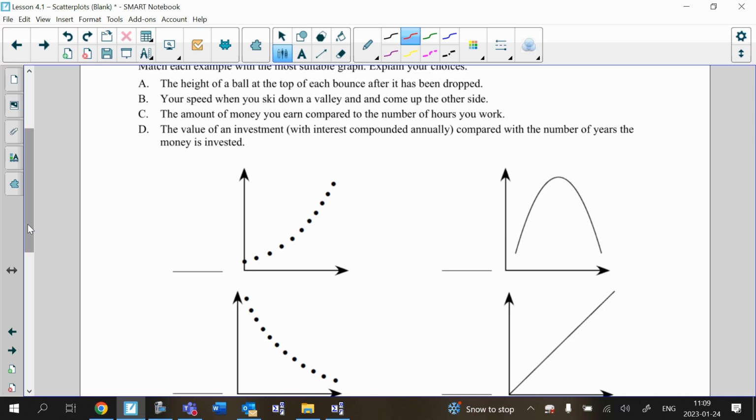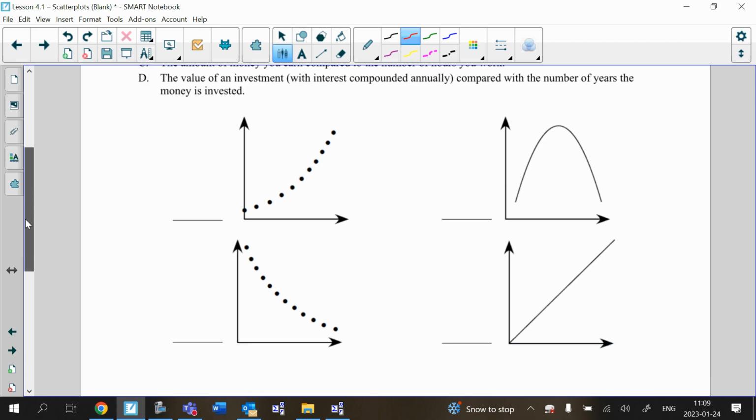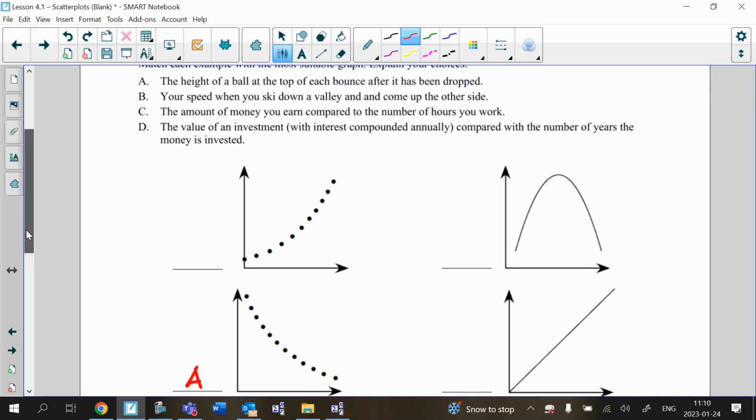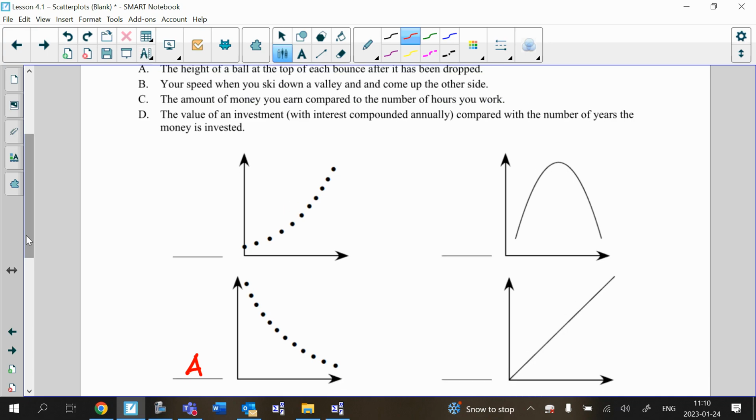The speed when you ski down a valley and come up the other side. Second one, right? Because as you come down, your speed increases, but when you start to go up the other side of the valley, your speed decreases. The amount of money you earn compared to the hours that you work. Assume you get paid by the hour. The fourth one. You don't work, you don't get paid. And you always get paid a constant amount. So it goes up by a linear amount.